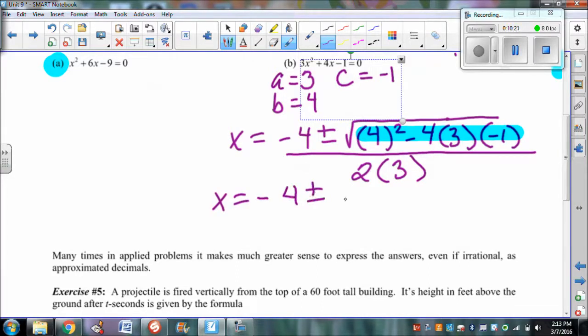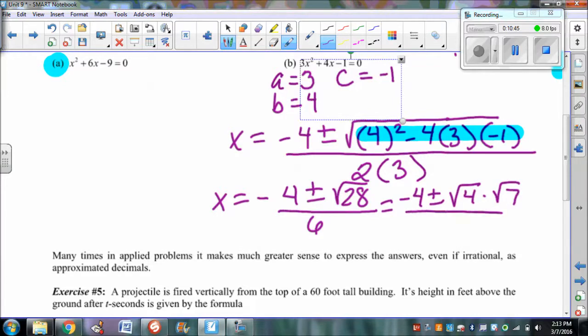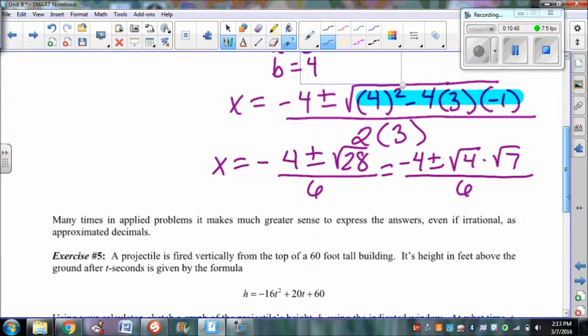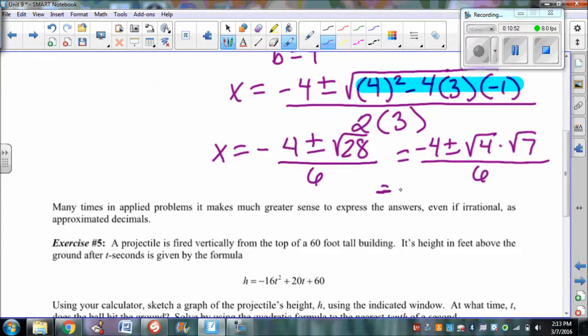-4 plus or minus. So we end up with 16 plus 12, which is the square root of 28. So 28 should have popped up on your calculator when you entered that, all divided by 6. And I believe the direction said simplest radical form. So -4 plus or minus, how do we simplify 28? That would be the square root of 4 times the square root of 7, 4 being the largest perfect square factor of 28. So -4 plus or minus 2 square roots of 7, all divided by 6.